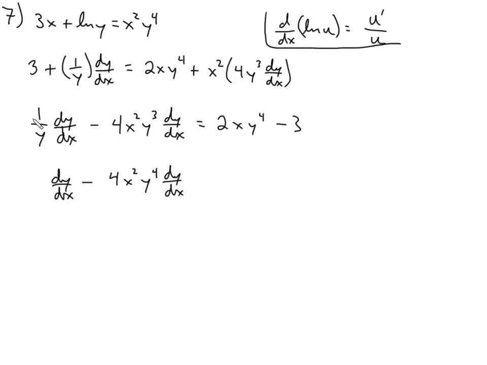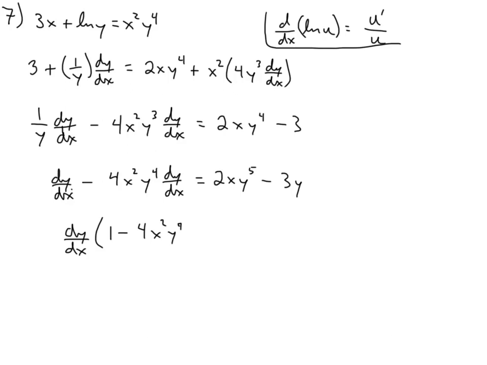So what I'm doing is multiplying both sides of this equation by y, and that basically just means multiply all 4 terms here by y. So this will give us 2x y to the fifth, and that one gets multiplied by y as well, so 3y. Then on the left side we can factor out the dy dx, and that's going to leave us with 1 minus 4x squared y to the fourth.